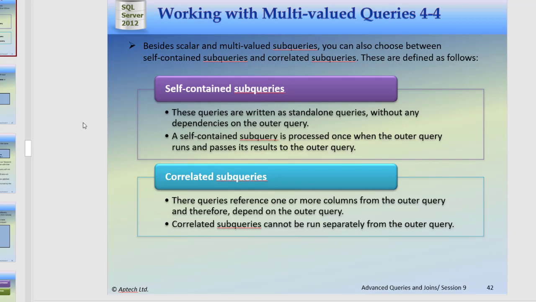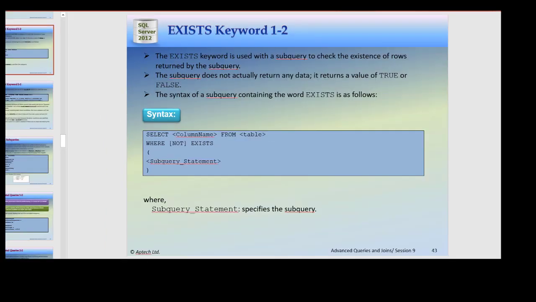Let's look at the exists keyword. This is used with the subquery to check the existence of rows returned by the subquery. The subquery does not actually return any data. It returns a value of true or false, indicating whether the search item actually exists or doesn't exist. And the syntax is given below. So select column name from table where not exists.